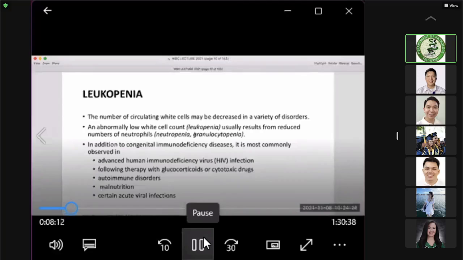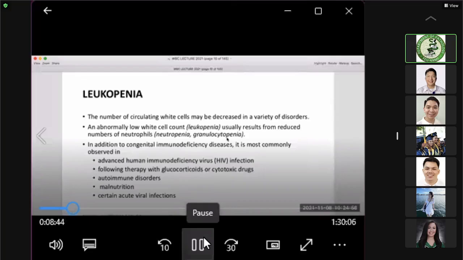An abnormally low white cell count, leukopenia, usually results from reduced numbers of neutrophils. Specifically, you call that neutropenia. Generally, for white cells, you call it leukopenia. So for a specific component, you can call it neutropenia, granulocytopenia.